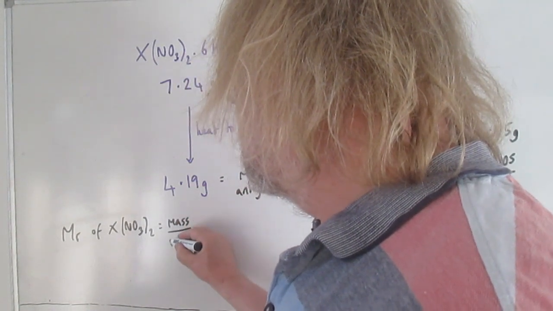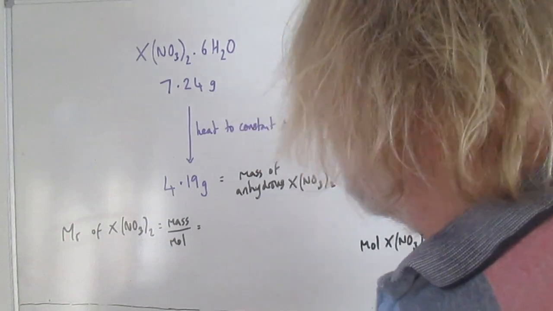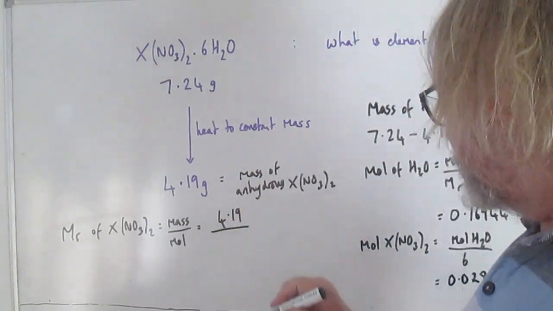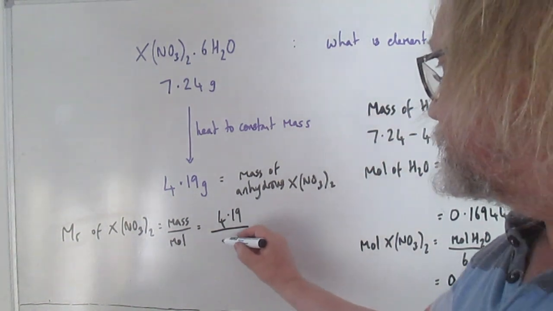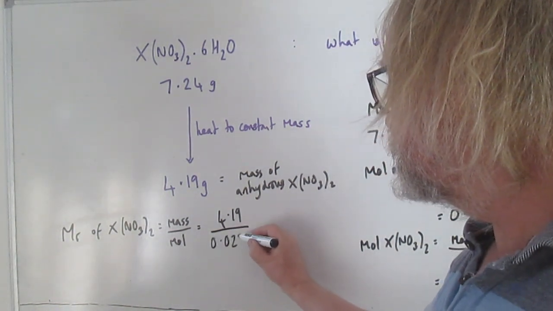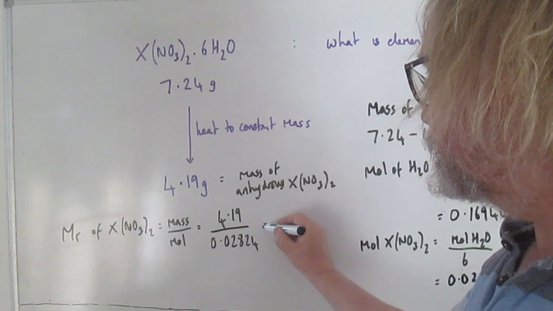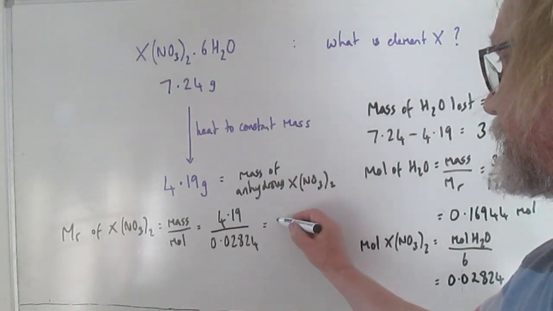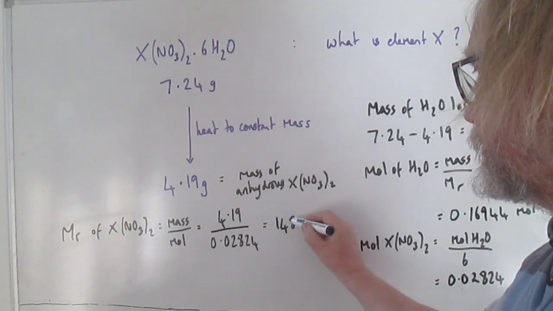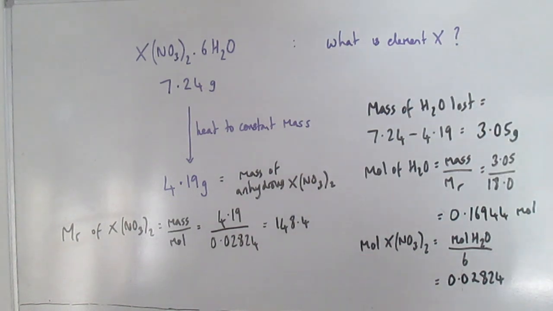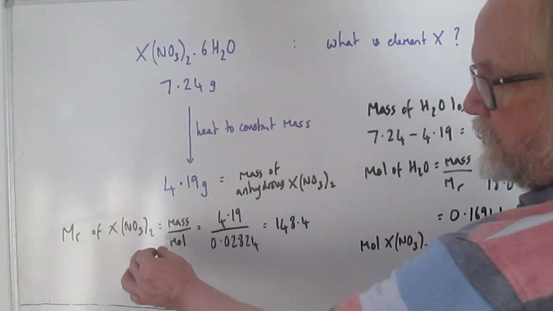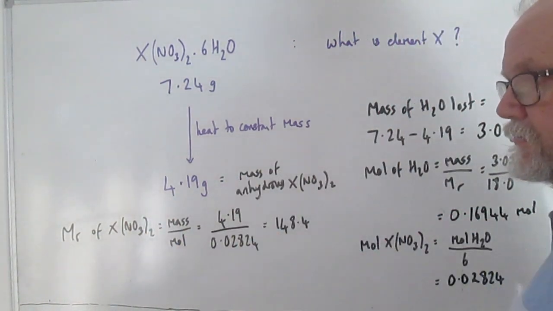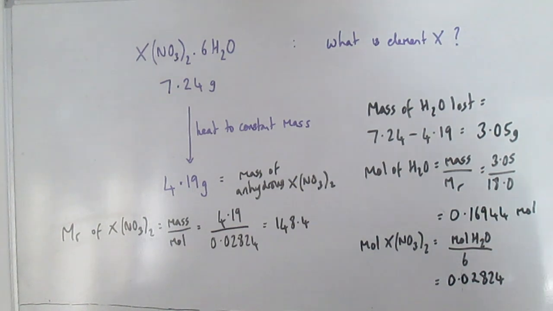which is 4.19 divided by 0.02824, which comes out to 148.4. So we know the Mr of the compound, and if we take away the Mr of the two nitrates, that will leave us with the relative atomic mass of X, which will tell us what it is.